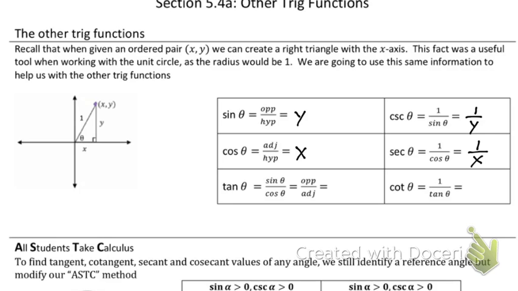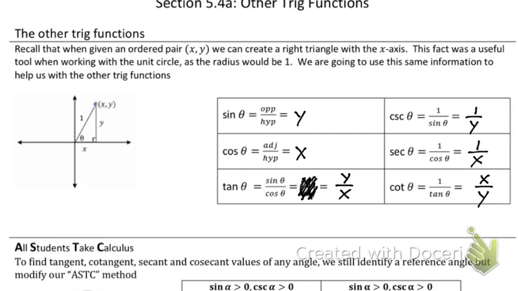Okay, let's talk about tangent. Tangent is your sine over cosine. So your sine over cosine is just going to be your y value over your x value. And your cotangent is flip that on its head, and it'll be x over y.